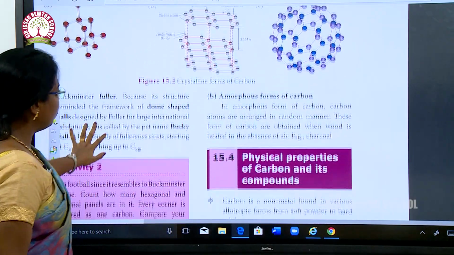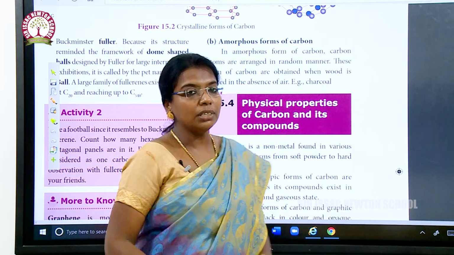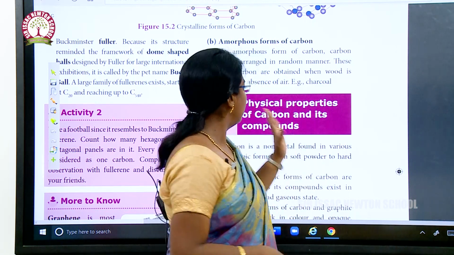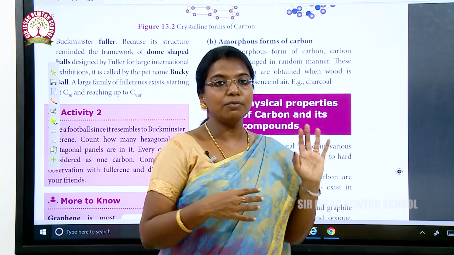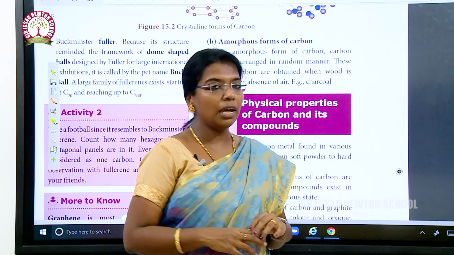Okay, so far we have seen about carbon and its compounds, and in the next class we will see the physical properties of carbon and its compounds.